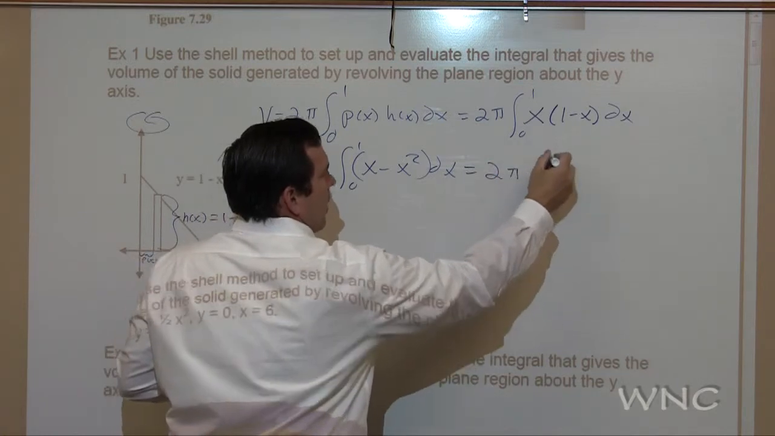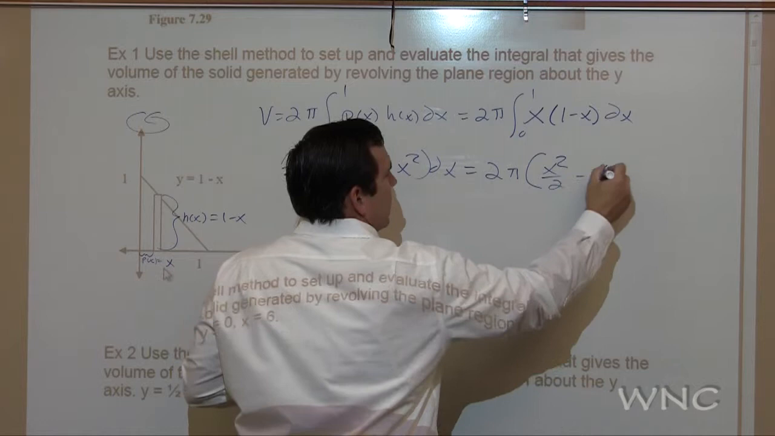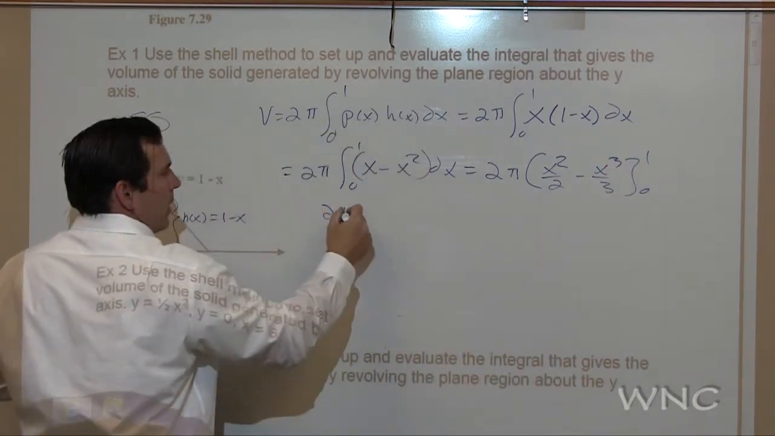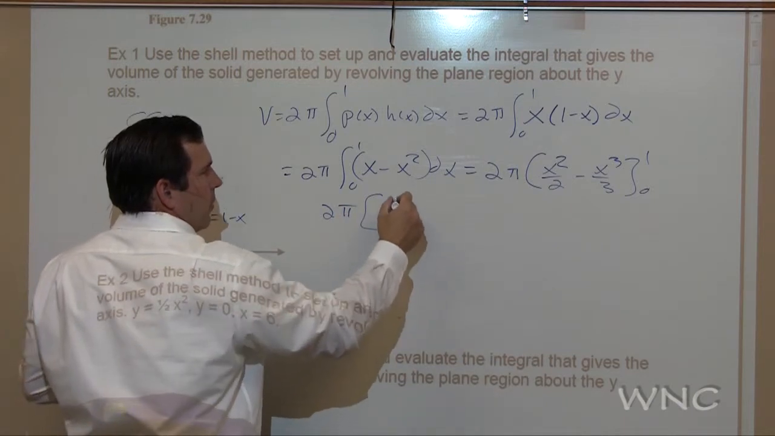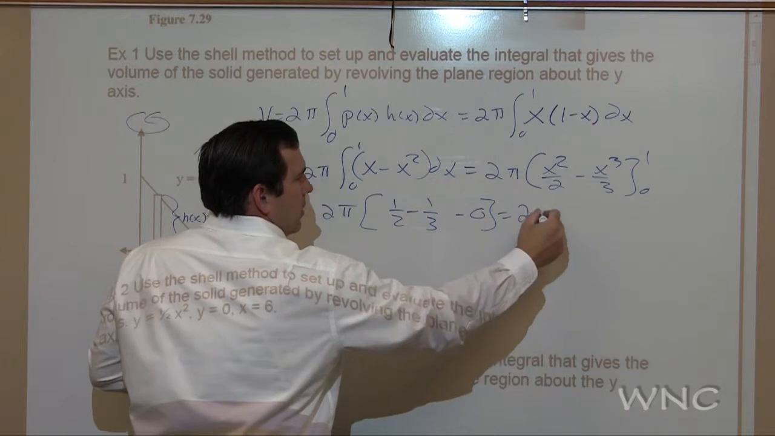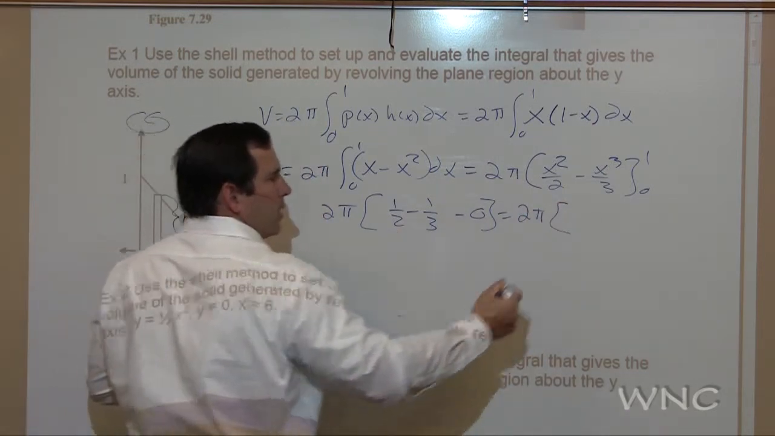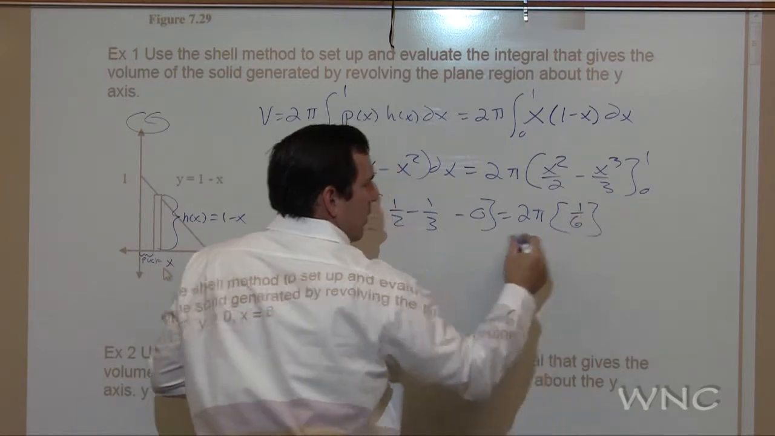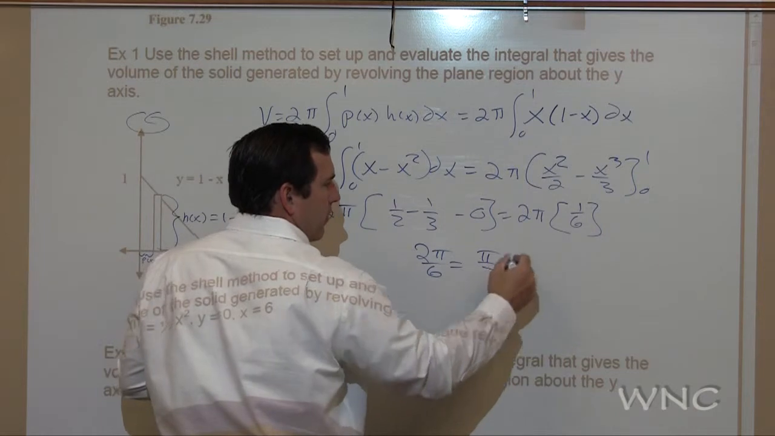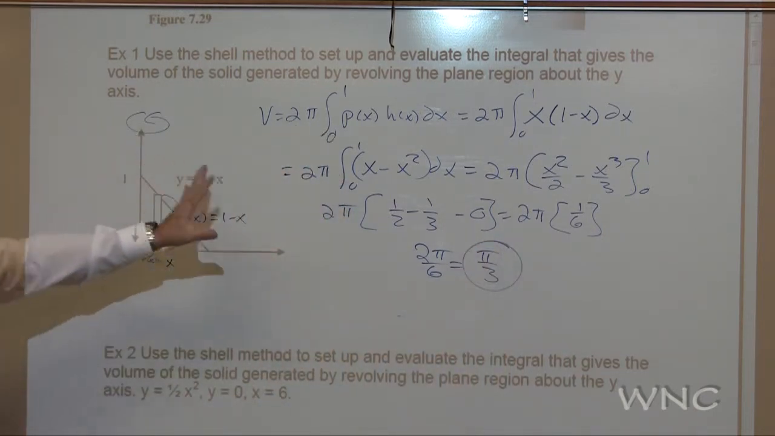2 pi times x squared over 2 minus x cubed over 3 from 0 to 1. 2 pi times, what is it, 1/2 minus 1/3 minus 0. So it's 2 pi times 1/2 minus 1/3, which is going to be 1/6. 2 pi over 6 is going to be pi over 3. Okay, and that would be finding the volume.